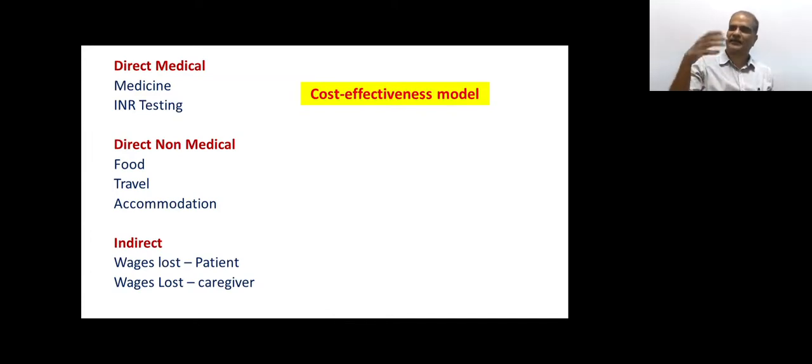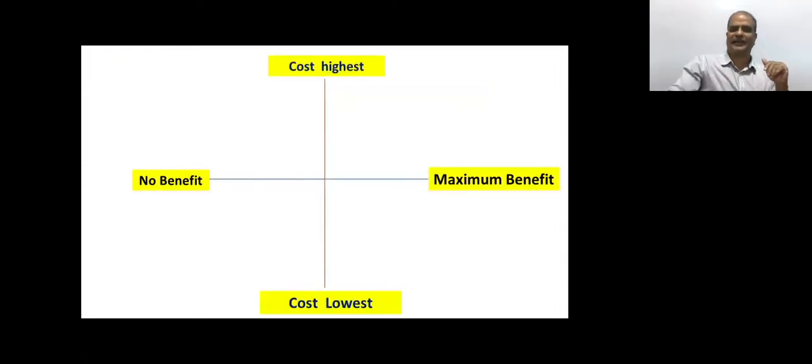And if he's coming with a caregiver who is working, that person is also losing wages. So if you look at all the costs and see whether it is worth giving him acitrom or one of the newer anticoagulants when you prescribe. So basically you can take your decision like this.